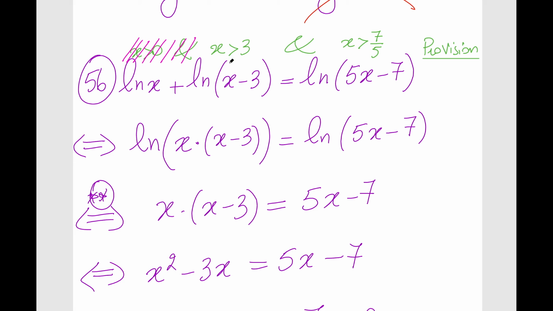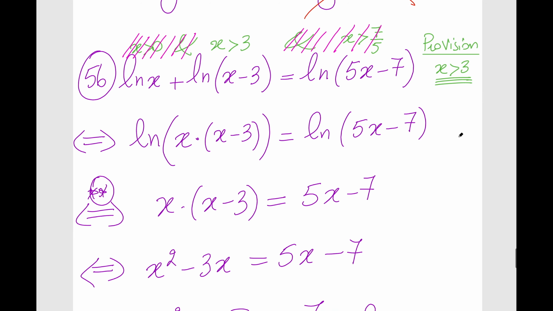All right. If you ask that x is bigger than 3, aren't you already also asking that x should be bigger than 7 over 5? 7 over 5 is less than 3, right? Makes sense, because 7 is smaller than 15. So this number is smaller than 3. If you ask that x is bigger than 3, you're already asking that x is bigger than this number. So you don't even need to request it. So long story short, the only demand that you need to ask is that x is bigger than 3. That's the provision of the question.